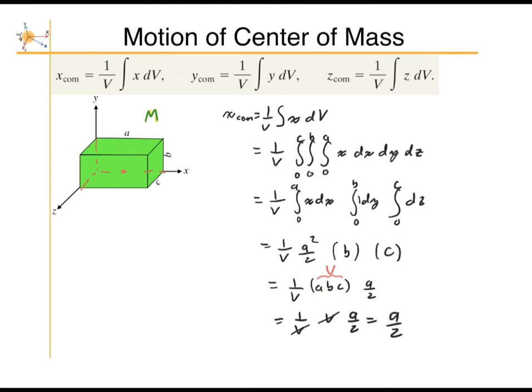You see the volumes cancel out, and that's equal to a over 2. So the center of mass for the x component is a over 2. And you would get the same for the y center of mass, that it's b over 2, and for the z center of mass, that it's c over 2, right? So it is exactly where you expect it to be. It's right in the middle of the block at x equals a over 2, y equals b over 2, and z equals c over 2. That's just for interest's sake.